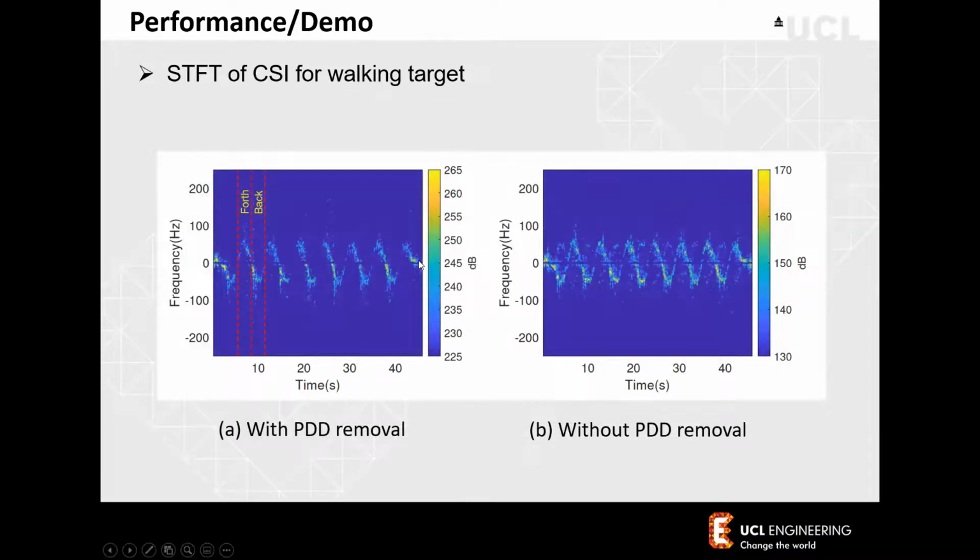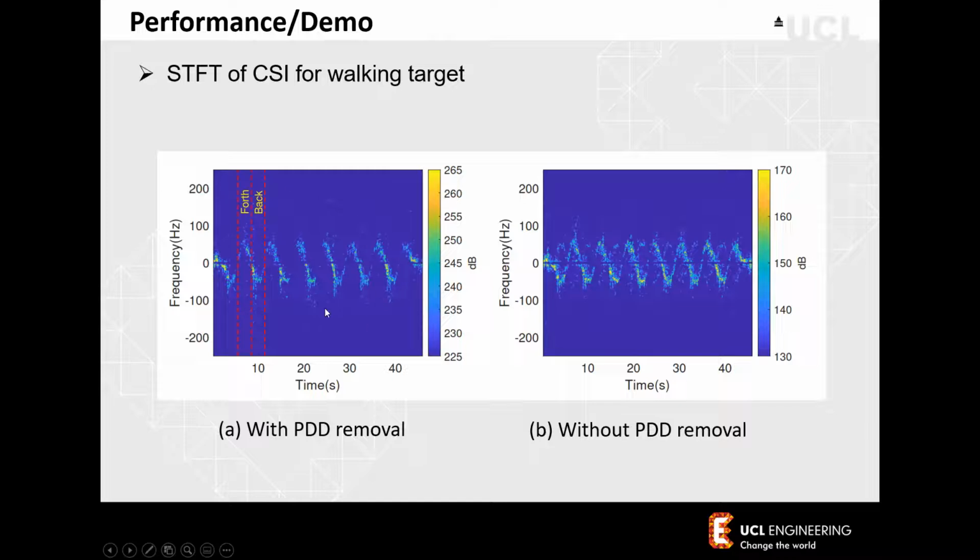So here is what the spectrum looks like. On the left, this is the spectrum we can generate for the walking person. You can see this area is going forward, and this area here is going backward. Basically, this is away from the antenna, and this is close to the antenna. Then you can see a very clear sinusoidal wave showing how the person walks forward and backward from the antenna.